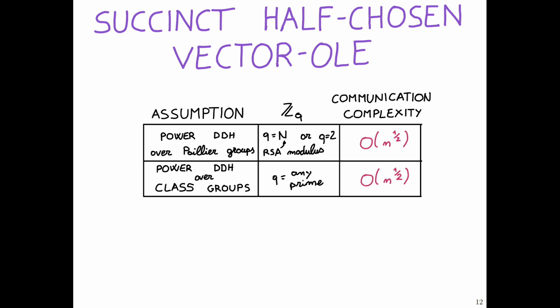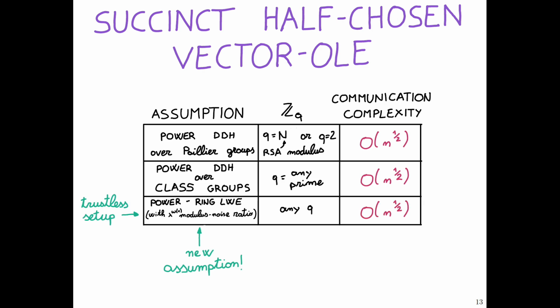Inspired by the range trapdoor functions of Garg et al., we showed that power DDH over either Paillier or class groups implies a square root size half-chosen vector OLE. We also proposed a new assumption, power ring LWE, that adapts this kind of square root communication protocol to the lattice setting.